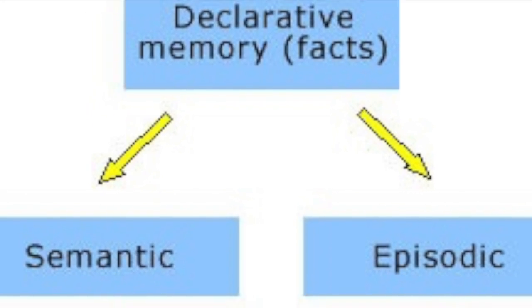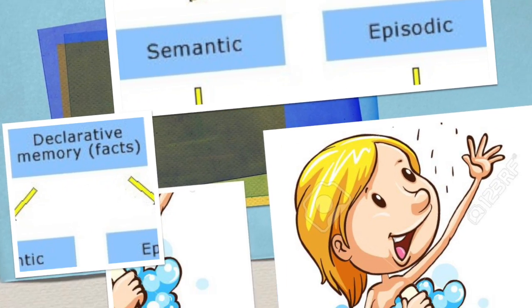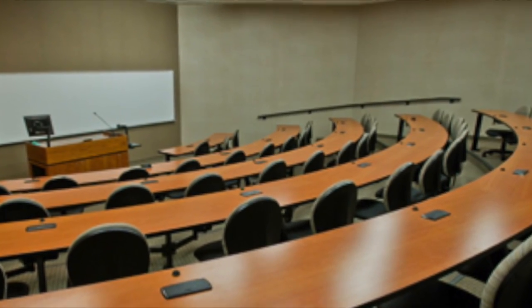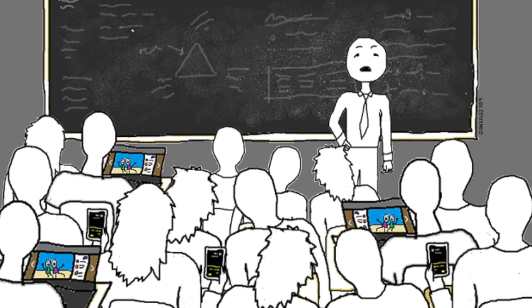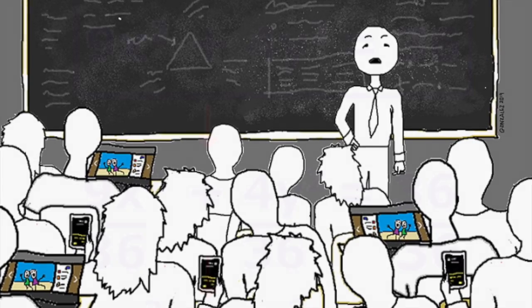Declarative memory is memory of facts and events. This is broken into two subcategories, the episodic memory and the semantic memory. Episodic memories are memories of experiences and personal events, such as when you last showered. Semantic memory is general knowledge, such as language, class materials, or math skills.